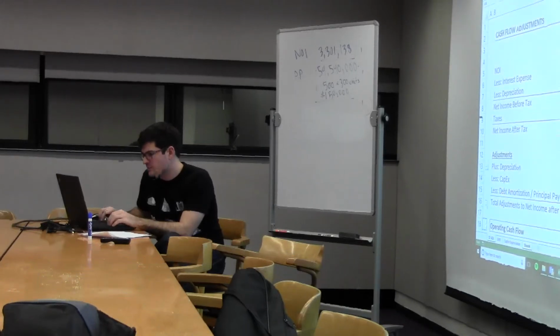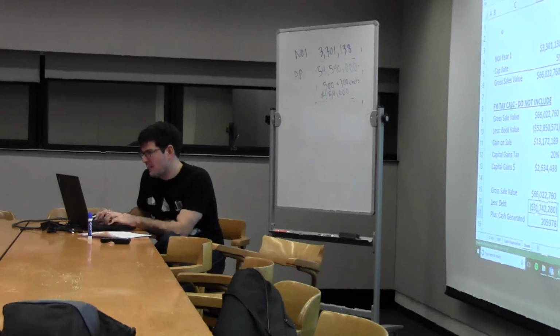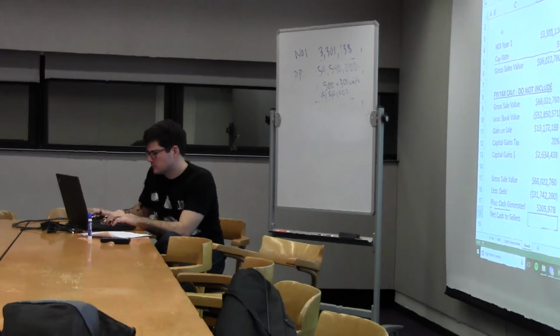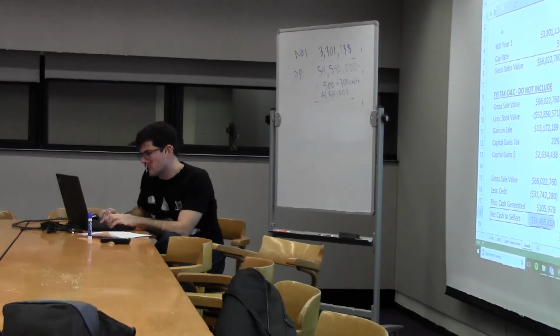We have 205,000. So we get to keep that cash that we made. It's on our balance sheet. So the net cash to sellers is just the sum of those.